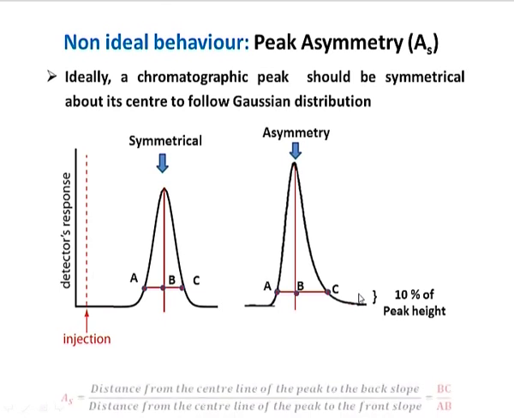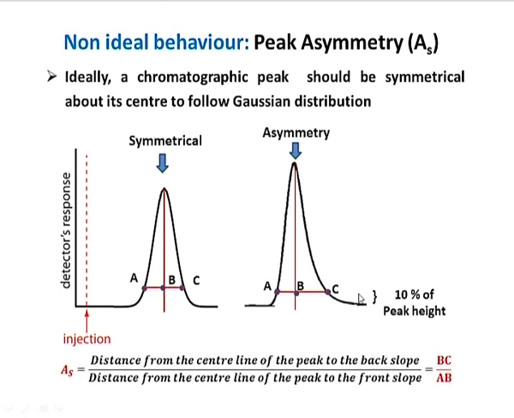Now, there is a term AS, which measures the level of peak asymmetry, and this AS is equal to the distance from the central line of the peak to the back slope, which is BC, upon the distance from the center line of the peak to the front slope, which is AB. So, this BC upon AB gives you a measurement of peak asymmetry.